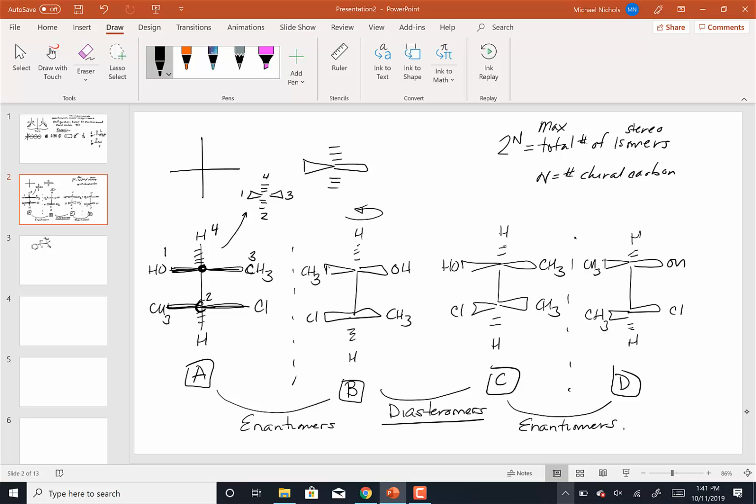Yes. Now, as you do more and more R and S practice problems, you want to take that second to make sure that 4 isn't on a dashed wedge. Our usual operation is switch or rotate 4 to the back. But if 4 is already in the back, you want to make sure you don't undo that. So in this case, 4 is on the back. Going from 1 to 2 to 3 is counterclockwise, so that means this chiral center is S.